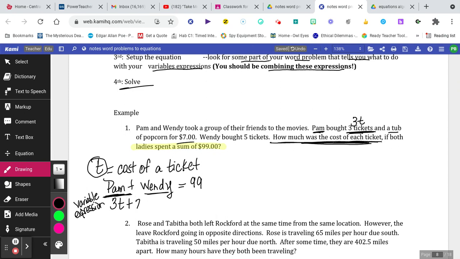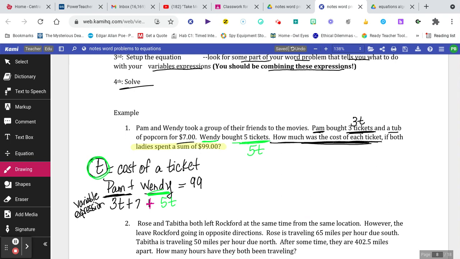Now, Wendy also bought something, but now you can include the variable with Wendy as well. So I'm going to change the color here. Well, Wendy bought 5 tickets, guys. She bought 5 tickets. So she didn't spend T dollars 3 times. She spent T dollars 5 times. So for Wendy's expression, and let me change the color here. For Wendy's expression, she spent 5T.